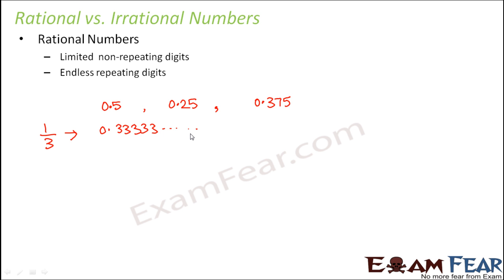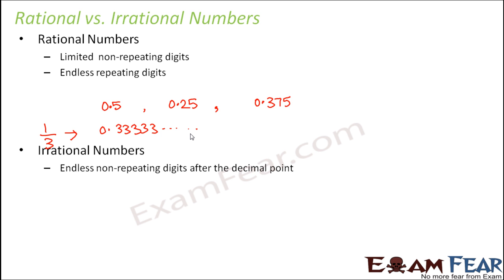But there are certain numbers which do not satisfy the criteria or definition of rational numbers, and they are irrational numbers. Normally these irrational numbers have endless non-repeating digits after the decimal point. Now you would have come across pi. We take the approximate value of pi as 22 by 7. But please remember that this is just an approximate value. Just to keep our calculation simple, we consider the value of pi as 22 by 7.